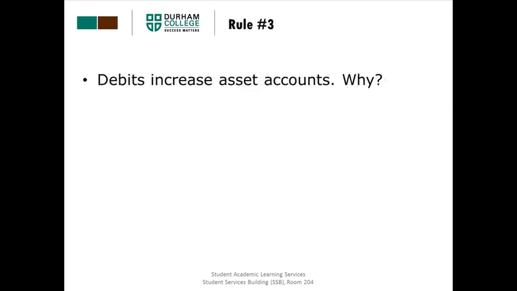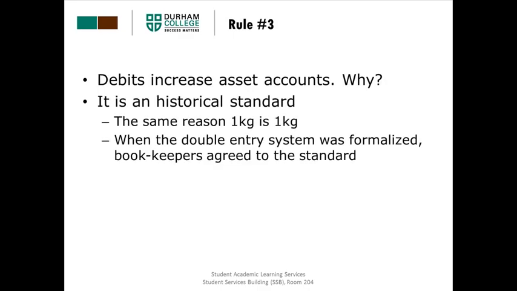So why do debits increase the value of asset accounts? It is an historical standard, just like why 1 kilogram is 1 kilogram. When the double entry system of accounting was formalized, bookkeepers needed to agree to a standard so that information was accurate, comparable, and reliable. If debits increase asset accounts, then credits must decrease asset accounts.